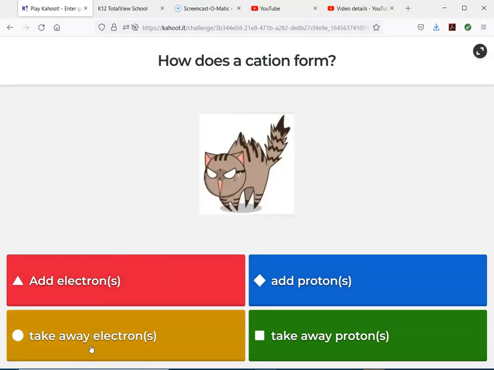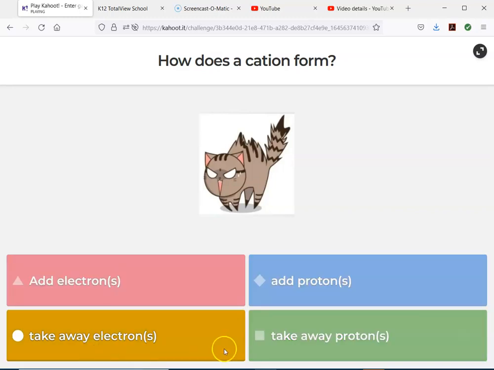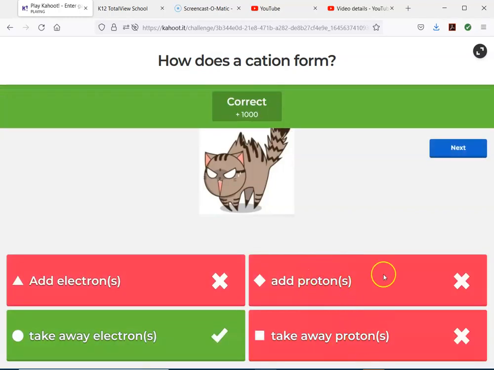Take away electrons. Electrons are negative. If we get rid of those negative electrons, it becomes a positive ion. By definition, positive ions are cations. You cannot remove protons. That's not the right answer.